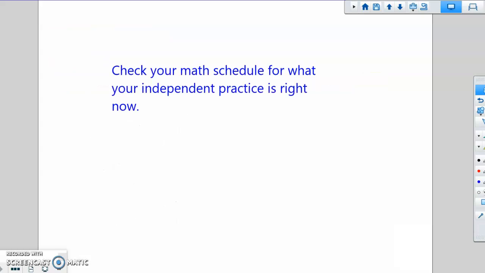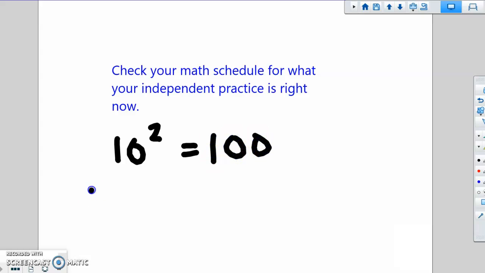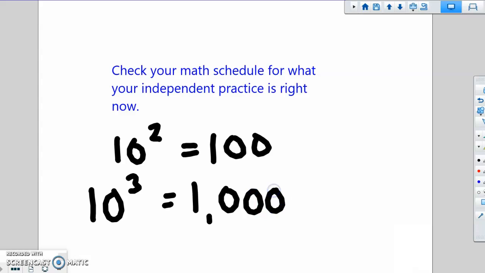All right, so your main thing to remember is that whenever you see 10 to the second power, if you have that exponent in a problem, you are really just thinking, okay, 10 to the second power, that is the same thing as 100. If I ever see 10 to the third power, that is the exact same thing as 1,000.